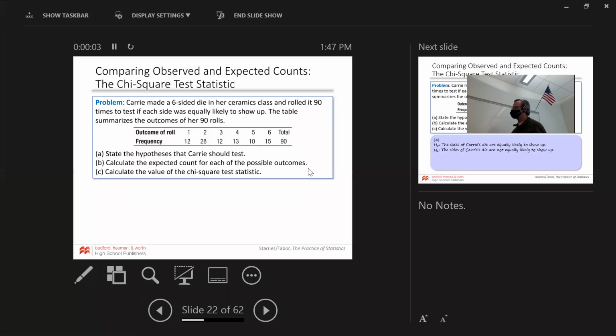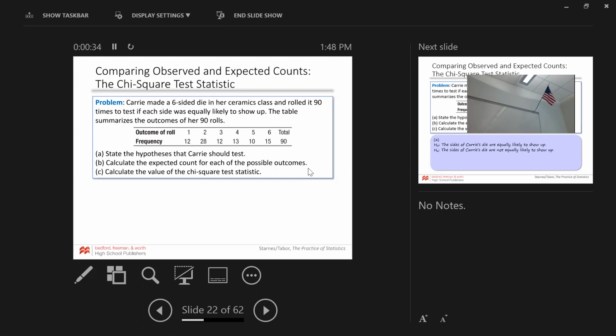So the example is this. A child makes this die. But it's hard to make this die be fair when you're making something in ceramics class. You would expect, if it's a fair die, that you roll it 90 times and it would come up each of the faces 15 times. It would be really unlikely for that to happen exactly 15 times, even if the die were fair. So here's the distribution.